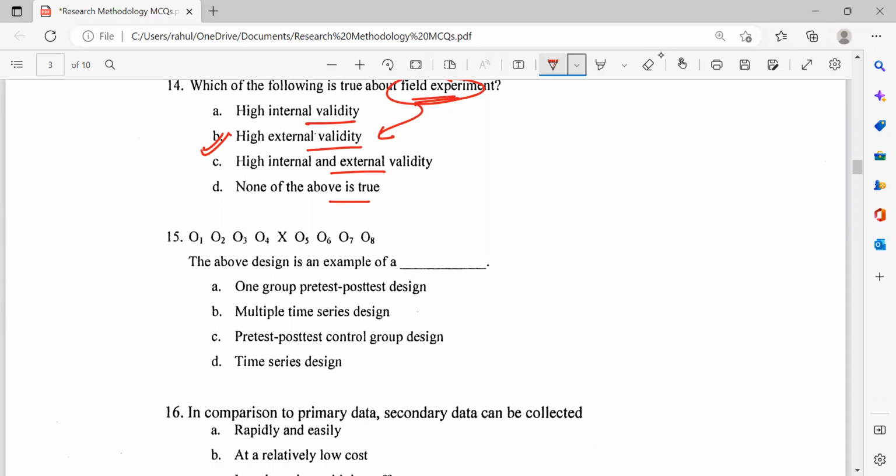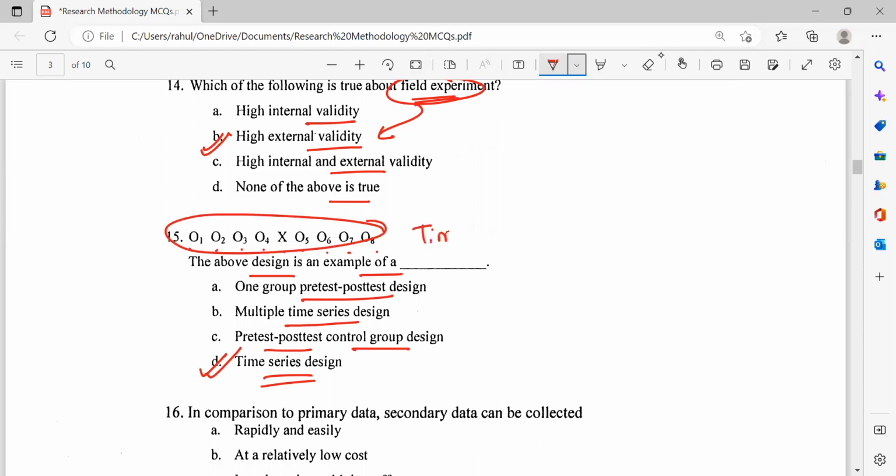Okay. Question number 15. O1, O2, O3, O4, O5, O6, O7, O8. The above design is an example of one group pretest, post-test design, or multiple time series design, or pretest, post-test control group design, or time series design. 100% the answer would be time series design. It is an example of time series design. Option D is the correct answer for this.